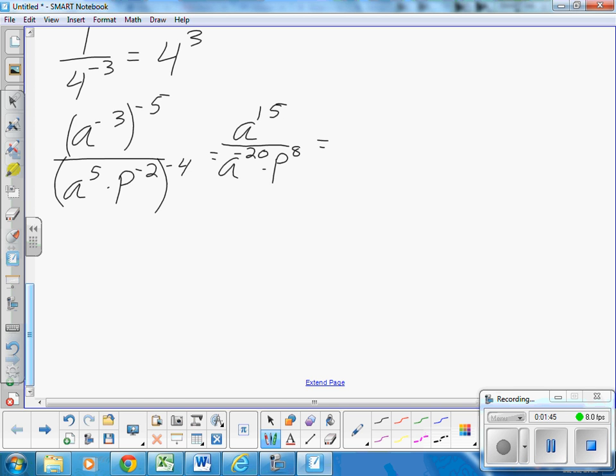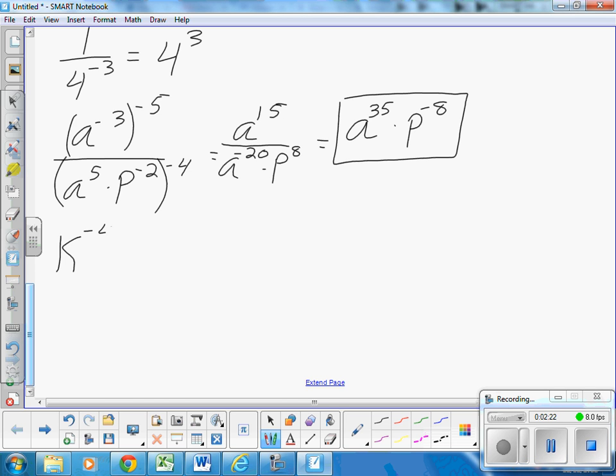8. That will equal, I have a to the 15th divided by a to the negative 20. I subtract. When I'm subtracting a negative 20, that means I'm adding 20. So I get a to the 35th power times p. Now I have p to the 8th power. It's in the bottom. When I move it to the top, I just change the sign of my exponent. So a to the 35th times p to the negative 8th. Let's look at some more. I'm not done yet.